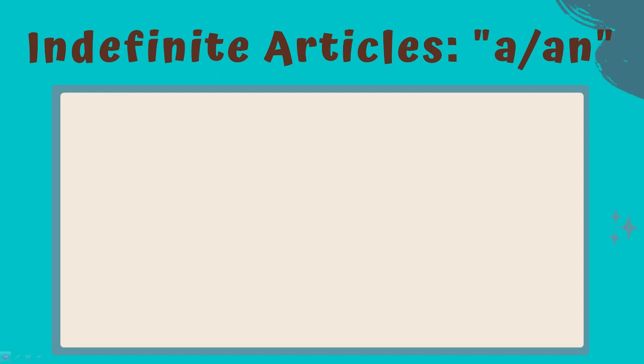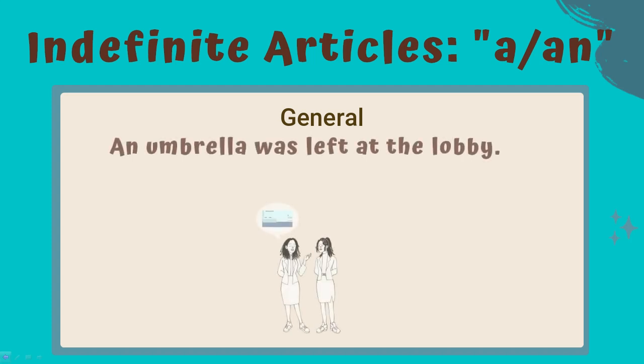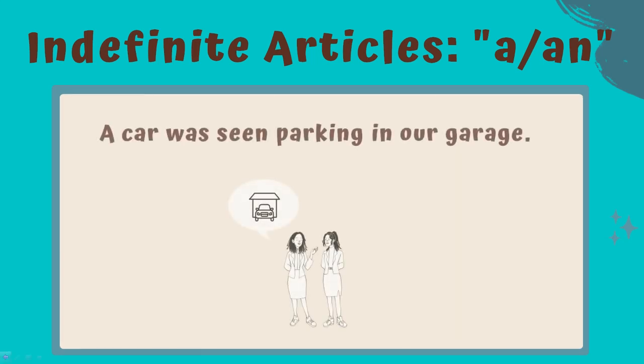Next, we have the indefinite articles. It's the exact opposite of the definite article. Indefinite articles are a and an. They refer to something general or more generic. For example, an umbrella was left at the lobby. It is the subject's first time to mention the umbrella. So we don't know which umbrella she's talking about. She's just talking about a random umbrella she saw in the lobby.